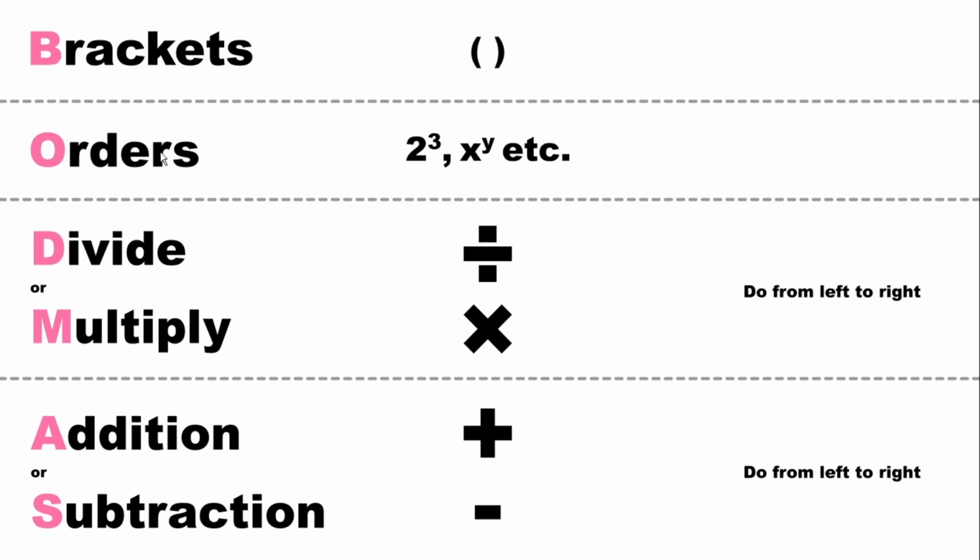Are there any orders? By the way, orders are things like powers, so perhaps 2 to the power of 3 or x to the power of y, etc. Next, you notice divide or multiply are in a group together, because there's no particular order of importance when you have divide and multiply. And in fact, if you have a situation where you've just got divide and multiply, you should do that from left to right. The same goes for addition or subtraction. There's no order of importance, and again, if you've just got addition or subtraction, you can do that from left to right.